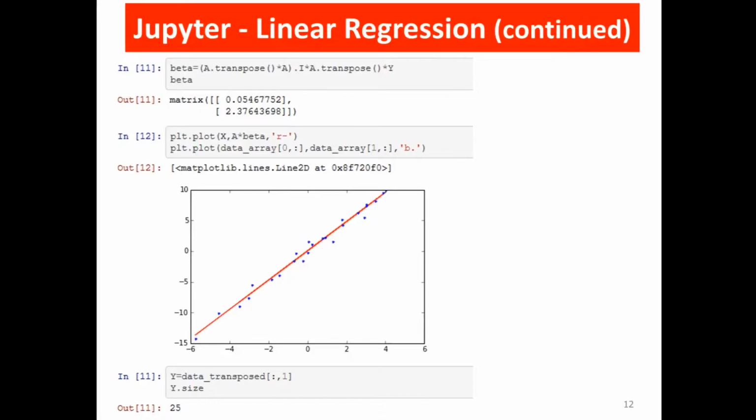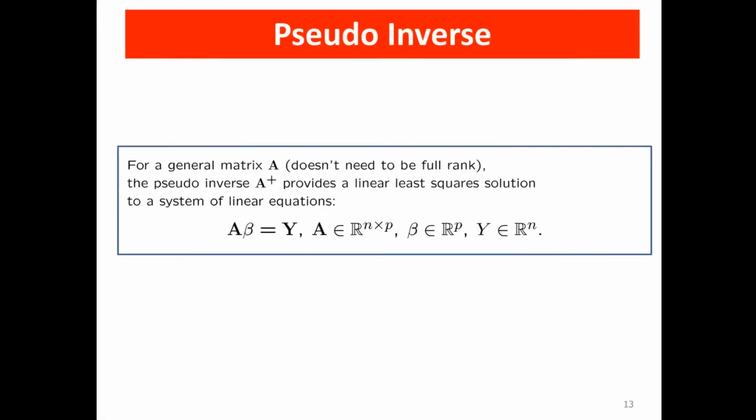Beta, as we discussed in the previous slides, will be A transpose A inverse times A transpose times y. In this case, this beta is just a two-dimensional column vector. Then we plot with blue dots the original training points, and with red, in each training point, we plot A times beta, our predictions. And as you can see, this red curve is the fitted straight line on the training points.